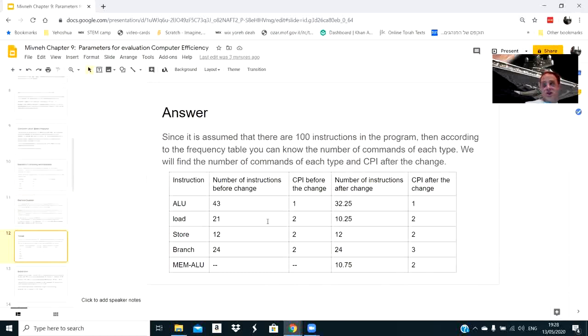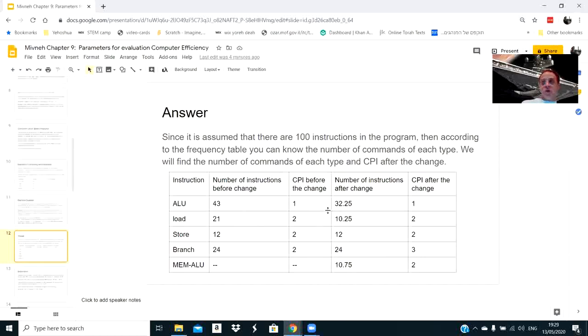So basically we do like this. We take our 43 and take a quarter of it off. So we're left with 32 1/4, which means we took off 10 3/4. Those 10 3/4 are now going to be done by this command. But also 10 3/4 are going to go away from the load, because remember we're combining an ALU with a load. So this becomes 10 1/4, because 21 minus 10 3/4 is 10 1/4. And the store stayed the same, and the branch is the same number of branches, 24 and 24, but it went from a CPI of 2 to a worse CPI of 3.